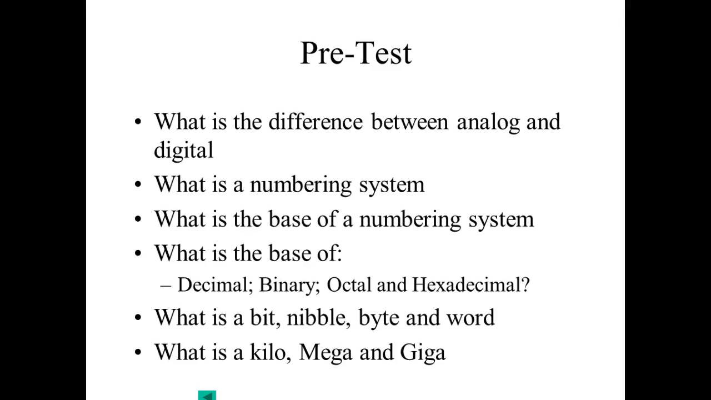What's the difference between analog and digital? Anybody know? Well, it kind of varies. In terms of digital, it's either one or the other. Okay. What's a numbering system? That's the way we count and the way we do math, right? The numbering systems. Base of a numbering system. Anybody know what a base is?